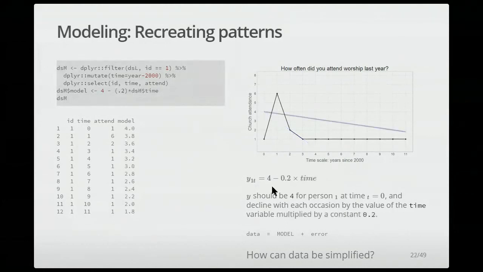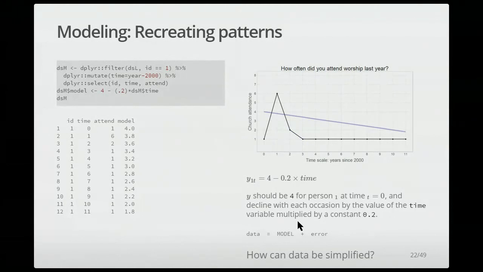I will say, well, y should be 4 for person 1 at time 0, and decline with each occasion by the value of the time variable multiplied by a constant 0.2. Well, that looks like a good approximation to what's happening here. Again, we just did modeling without really knowing how to do modeling. We just try to predict what the value of y should be by whatever means necessary.